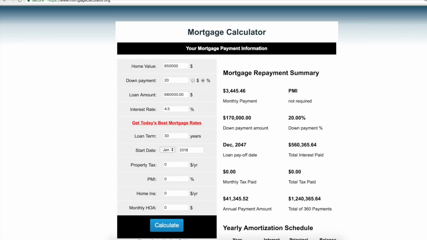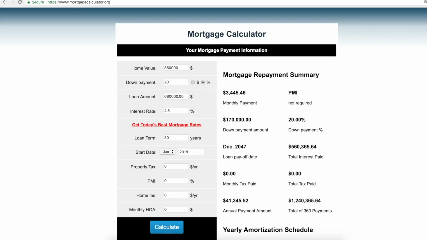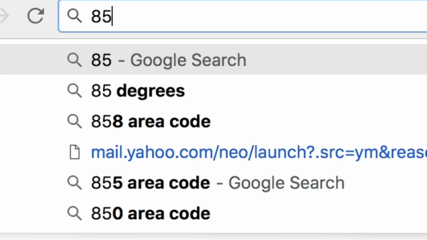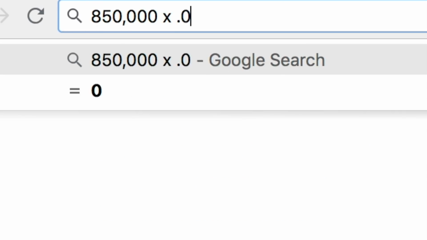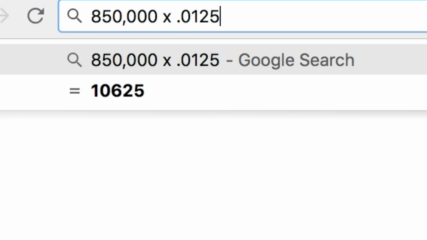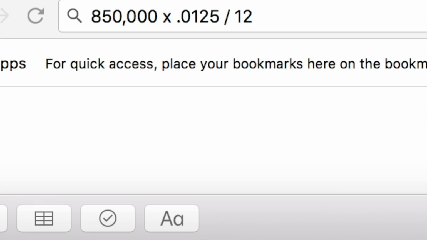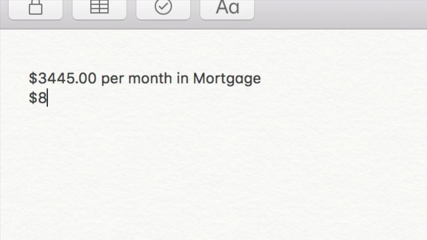So the next thing we have to do is calculate how much property taxes are going to be. And here in Los Angeles, it's about 1.25% of the purchase price. So what I like to do, I'll bring this down a little bit. I basically just go up to the top, 850,000 times 0.0125, and that is $10,000 per year for the most part. Let's divide that by 12, and that is $885 per month in property tax. So then we go $885 per month in property tax.